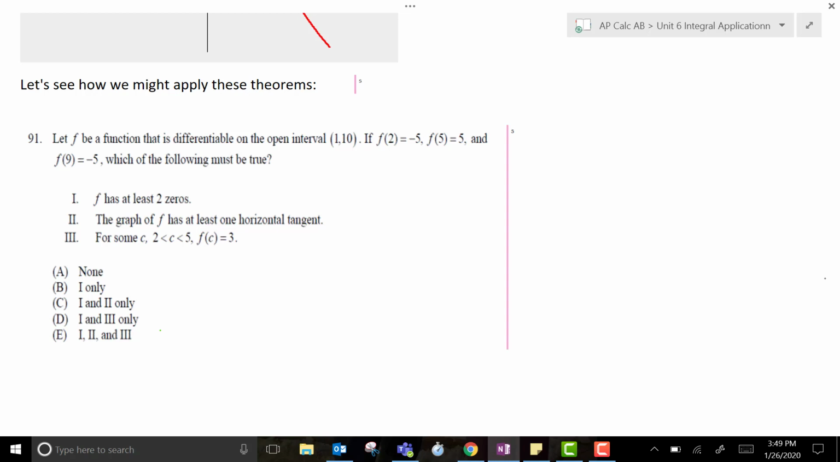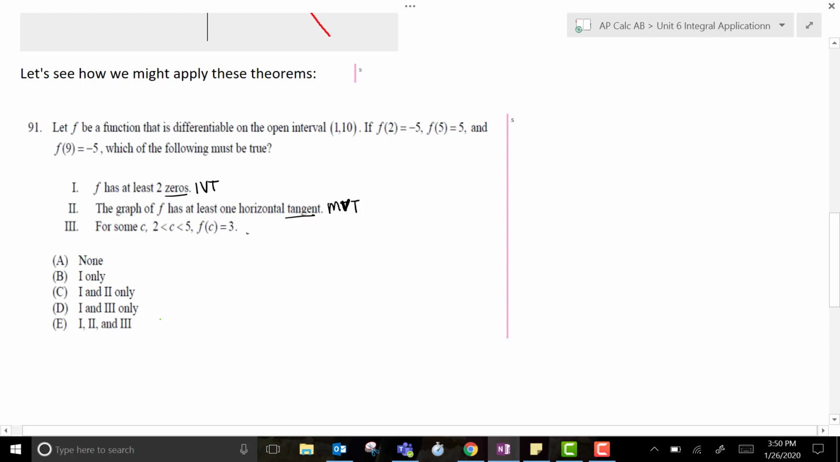Number 1 says f has 2 zeros. That's going to be the intermediate value theorem because a zero is talking about a value. Let's look at number 2. Tangent line, that's going to be the mean value theorem, because we're talking about tangents or slopes. And then number 3 says that there exists a point, so that's a value, or an intermediate value theorem. So let's start doing this.